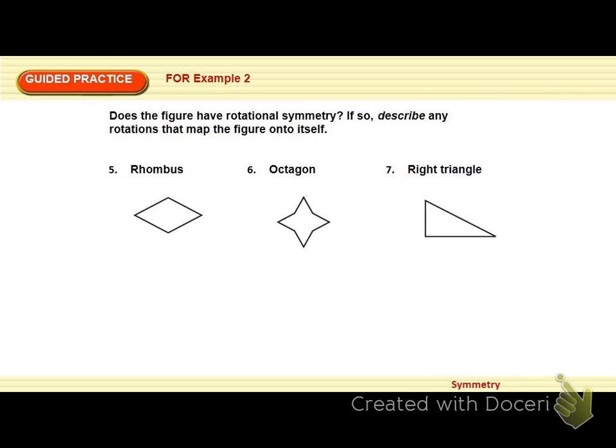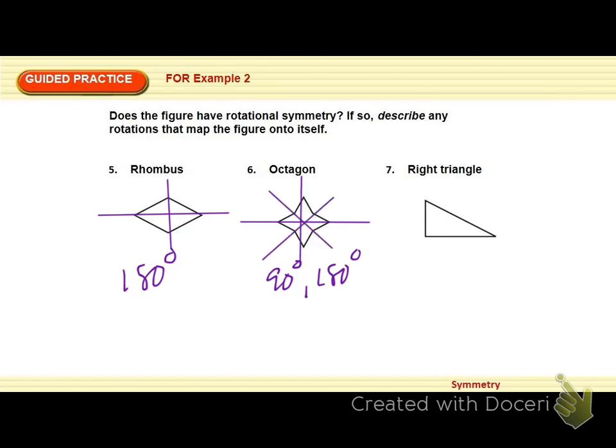All right, what you got? Rhombus has just 180 degrees, right? If it helps, just 2 lines of symmetry. Octagon. This octagon has 90 degree and 180 degree rotational symmetry. If you turn it 90 degrees or 180, you can map it back onto itself. And it has 4 lines of symmetry to help you out. The right triangle has none, right? No lines of symmetry, and so no rotational symmetry.